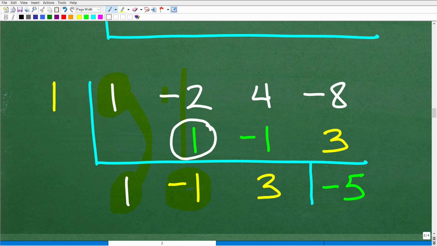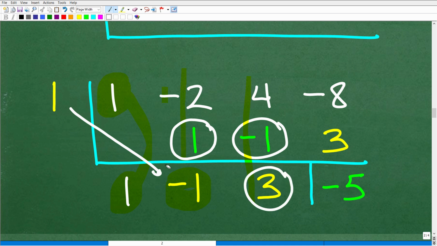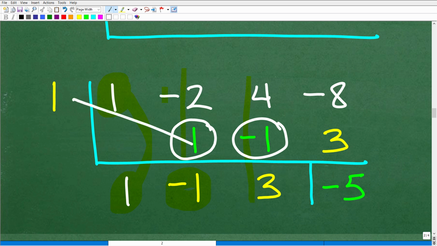And then we're just going to repeat the procedure. So 1 times negative 1 is what? That is a negative 1. And then we add down. 4 plus negative 1 is positive 3. Now we'll just continue on with the procedure here. So 1 times positive 3, of course, is positive 3. And then we add down, we get negative 8 plus 3 is negative 5.